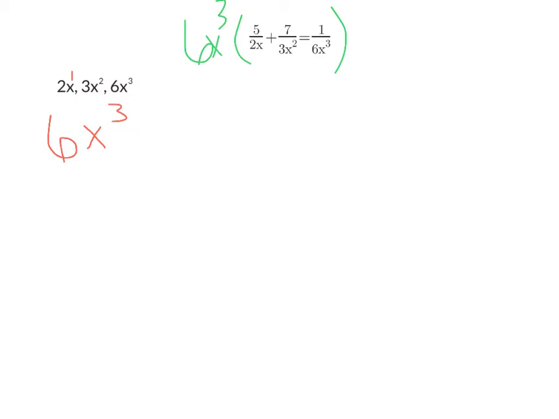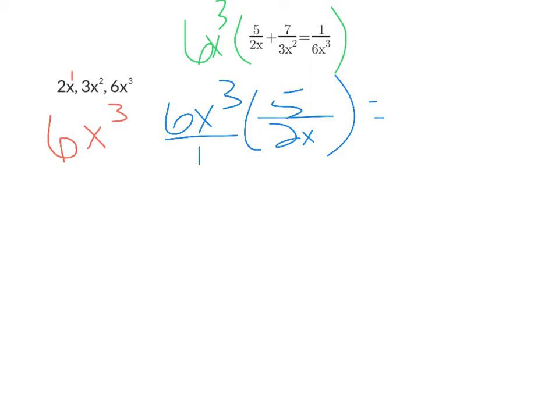So if I distribute 6x to the third to 5 over 2x, I'm going to end up with, well, remember my 6x to the third has a denominator of 1. Now to multiply the fractions, I'm going to go straight across. 6x to the third times 5 is 30x to the third over 1 times 2x is 2x. When I simplify this, I divide my 30 by 2 to get 15, and when I divide my variables, I subtract my exponents. So it'd be 3 minus 1, and I'm left with 15x squared.